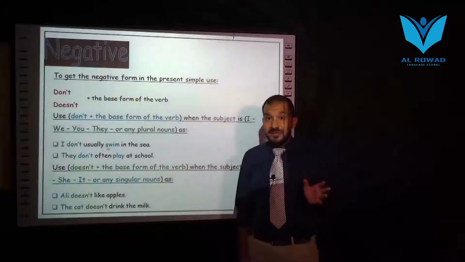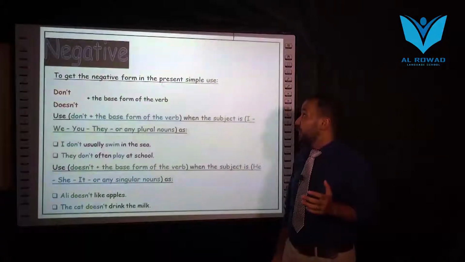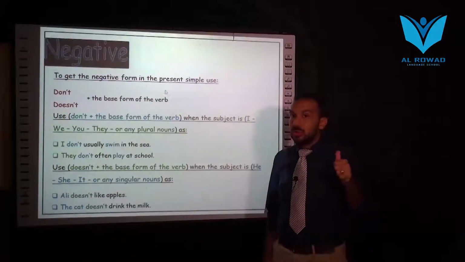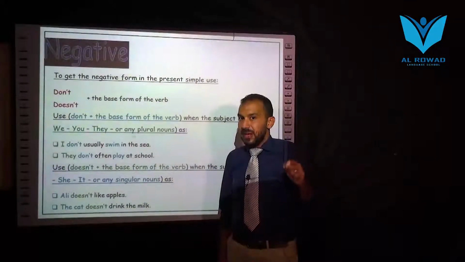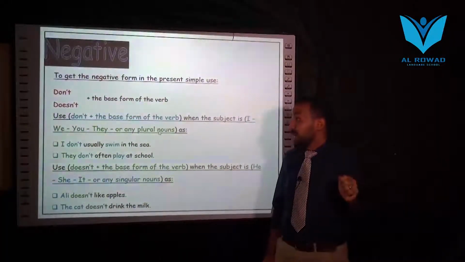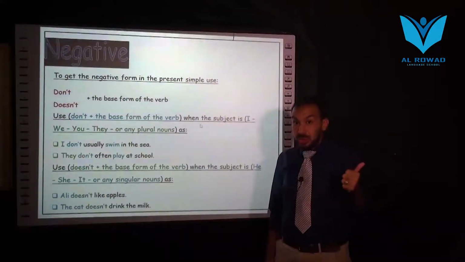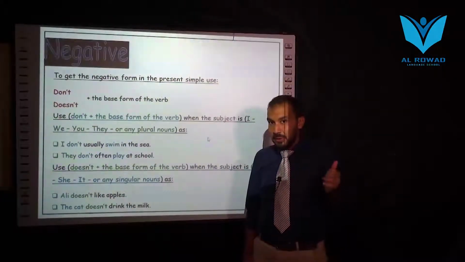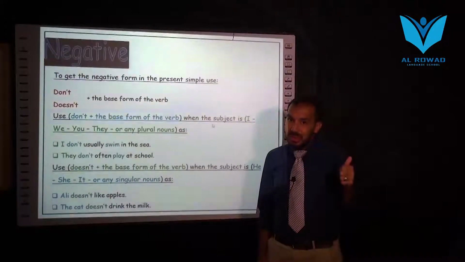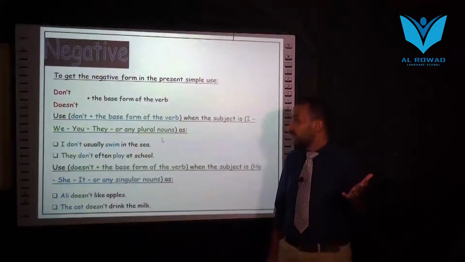How to make a negative in the present simple? To get the negative form in the present simple, we use don't or doesn't plus the base form of the verb. We use don't if the subject is I, we, they, you, or any plural noun.